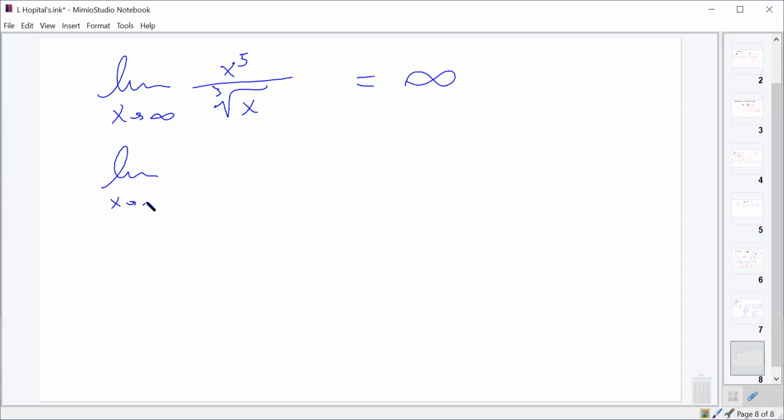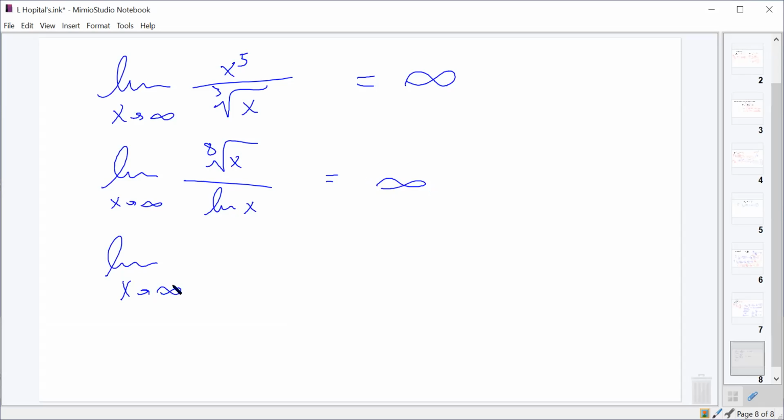What if I gave you this one? The limit as x approaches infinity of, let's say, the 8th root of x over natural log of x. Infinity. Should be infinity, right? The root grows faster than the logarithm.